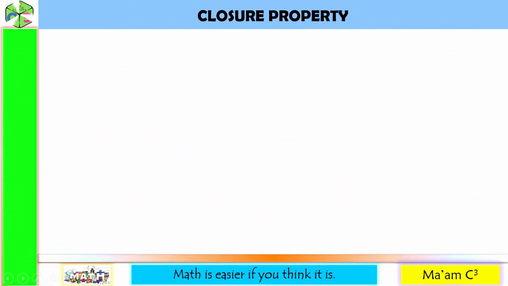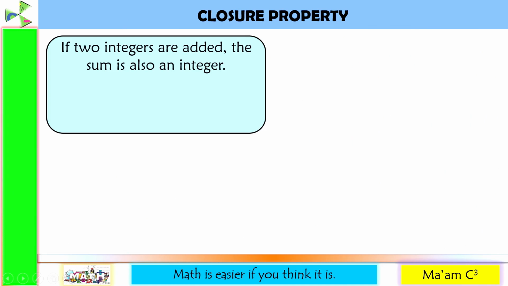The first property is the closure property. If two integers are added, the sum is also an integer. In symbol, this means an integer plus an integer, the result is an element of integers. Z is the letter used in mathematics to denote the set of integers.